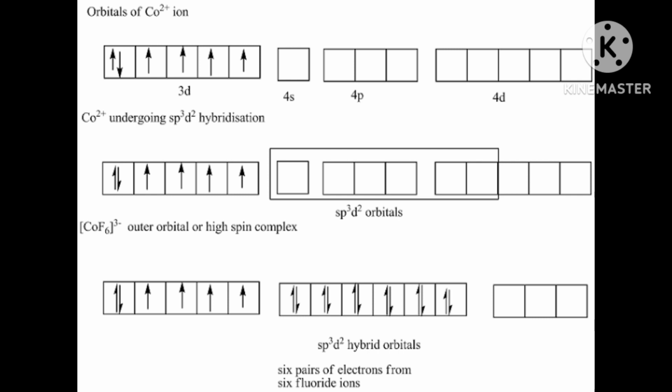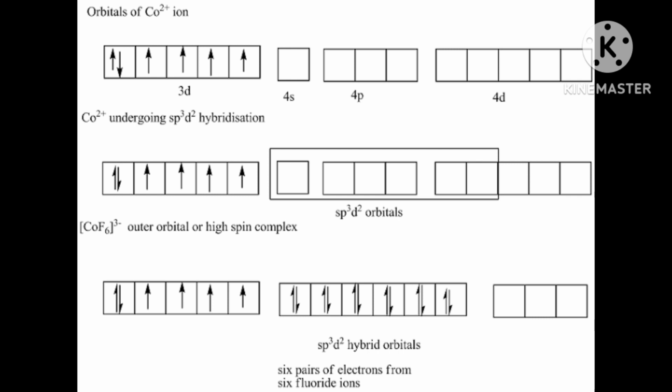Now cyanide will come and each cyanide will donate one lone pair of electrons. Cyanide also has a lone pair of electrons, so 4 cyanides will give 4 lone pairs. Then the complex ion is formed, but it doesn't have any unpaired electrons, neither in d nor in the hybridized orbitals. There is no question of unpaired electrons in the hybridized orbitals, and in 3d also it is paired. That's why it is diamagnetic.